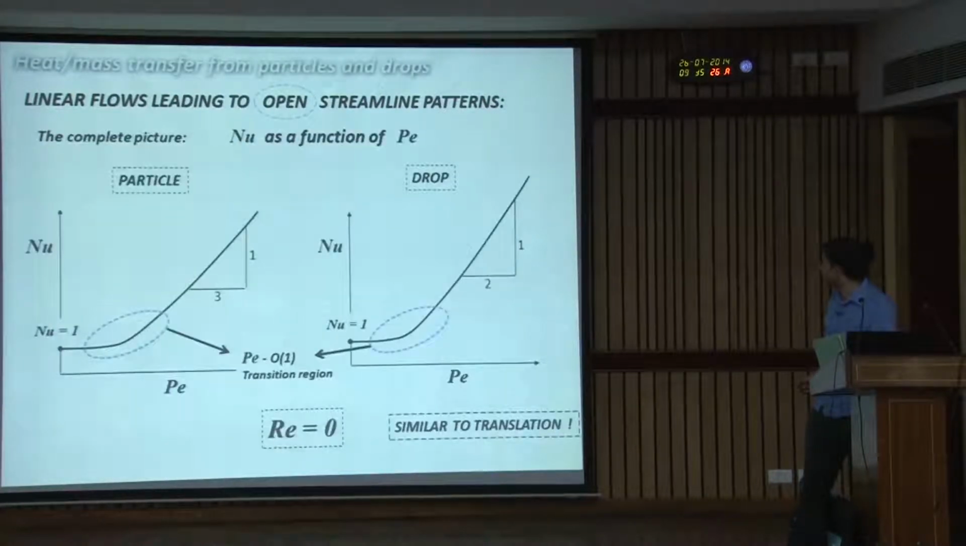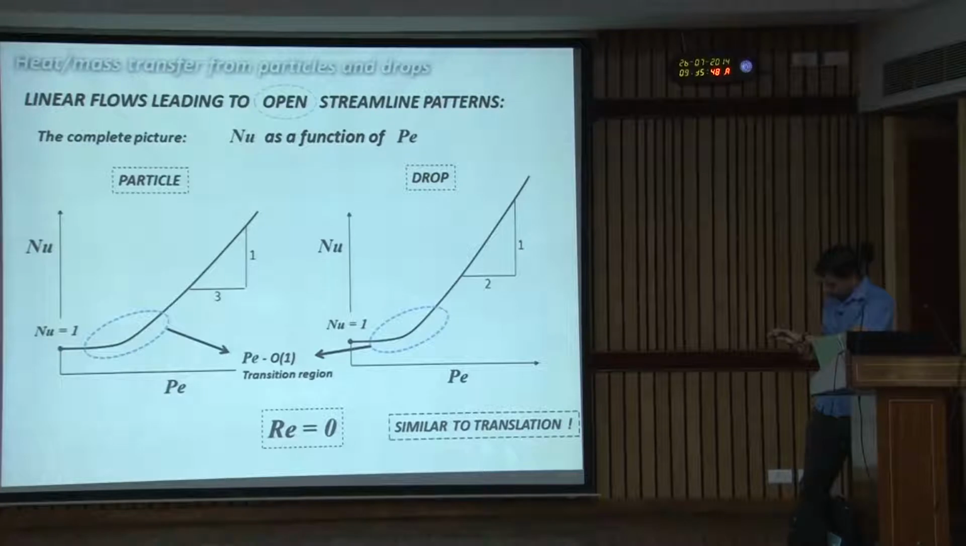Okay? So linear flows, when they lead to open streamline patterns, the complete picture is again similar to translation. It's different here by a small amount. Remember, the enhancement was square root of Peclet, but then at large Peclet, it does grow like Peclet to the half for a drop and Peclet to the 1/3 for a solid particle.